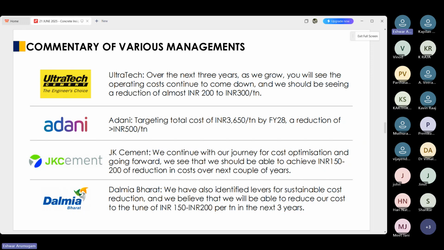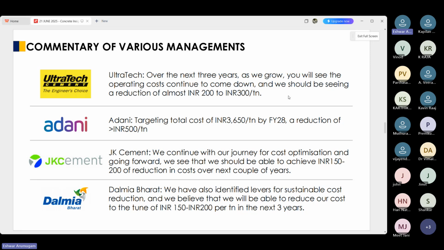They are doing this on the back of a blend of investment in green power, digitization and optimizing their lead distances, higher alternate fuel mix, investing in coal blocks, and improving operating leverage among other strategies. So Adani has a target of more than 500 rupees per ton. Even Ultratech, the largest player, has a reduction target of 200 to 300. Adani essentially has a higher target for cost saving because of its backward and forward integration capabilities.